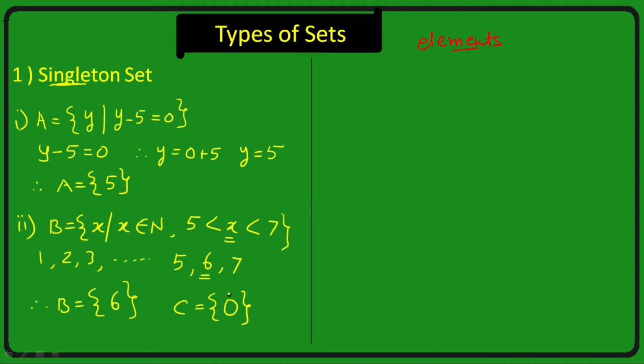Okay, now let us move to another type of set, that is called the null set, which is also called the empty set. According to the meaning, empty means containing no elements. If there is no element in the set which satisfies the given condition, then that type of set is called the null set or empty set.